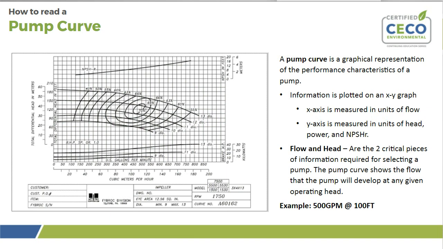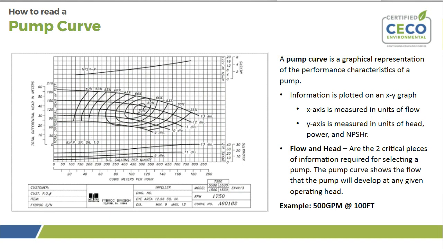And on the y-axis, there are a few different plots. We're going to focus right now on just the flow and head. You can see on the y-axis it says total differential head in meters, or it's also in feet. Feet is the imperial unit, and meters is obviously metric. The curve also shows the horsepower and NPSH at the bottom of the screen. So this is quite a busy chart. I'm going to try to break it down and dissect it a little bit in the following slides. But the main takeaway is flow and head. You need to start with the flow and the head.